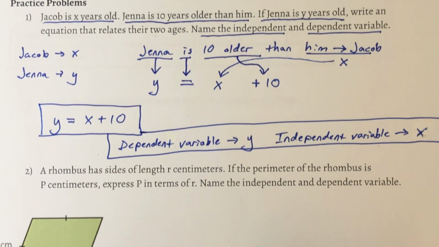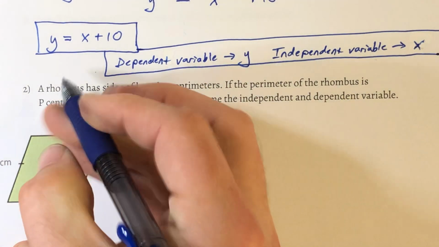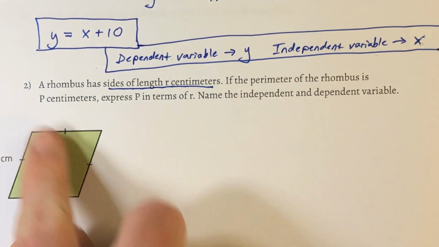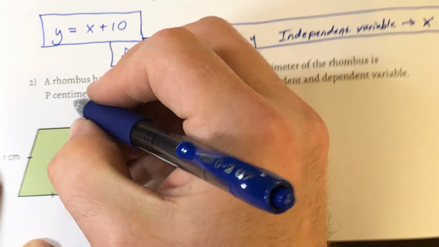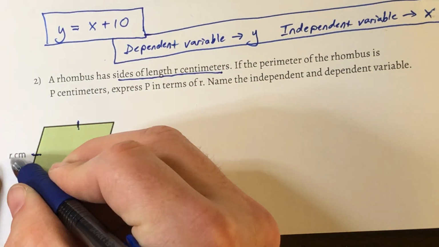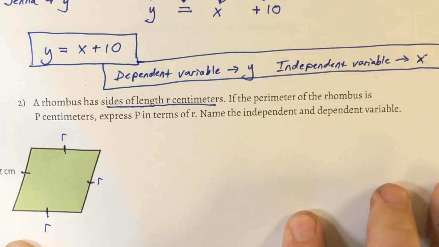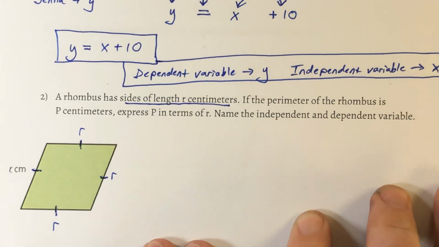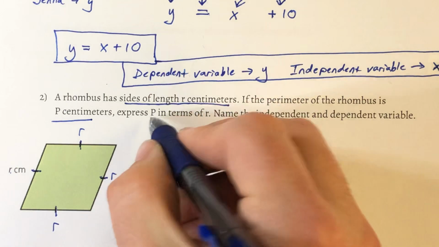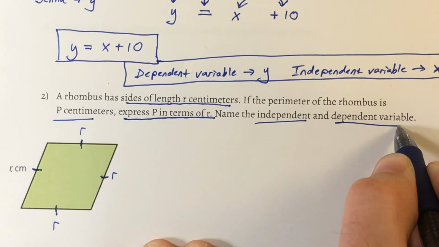All right, our next one. This one has a shortcut term to get started. All right, this says, a rhombus has sides of length r centimeters. So here's a picture. Notice you see these dash marks. These dash marks mean all sides are the same. So if this side is r, that side's r, that side's r, and that side's r. Okay, let's continue. The perimeter of the rhombus is capital P centimeters. Express P in terms of r. Name the independent and dependent variable.